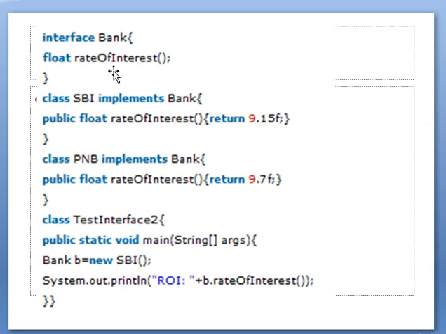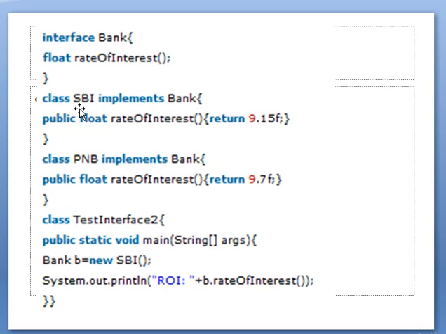This is another example. We have an interface Bank. The name of the interface is Bank, and inside this Bank interface we have a method rateOfInterest. This rateOfInterest is a method of the interface. That's why the compiler will keep it public abstract float rateOfInterest. We have another class, SBI, and SBI implements the Bank interface.